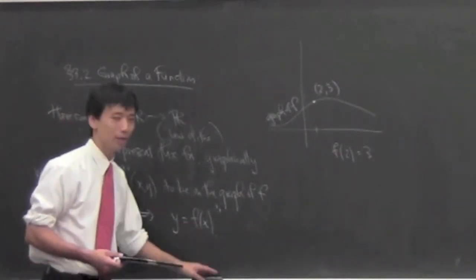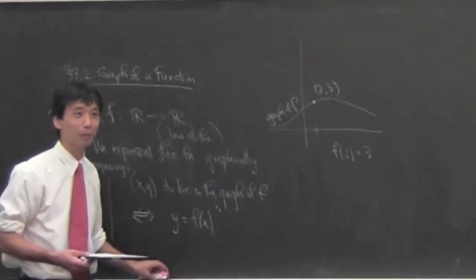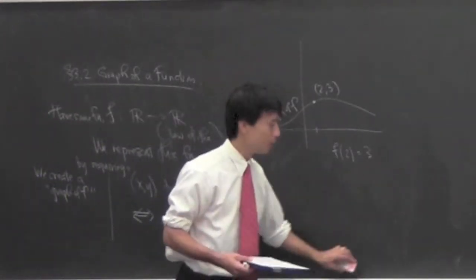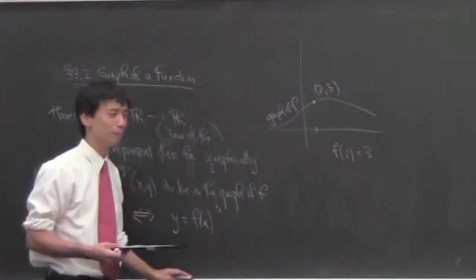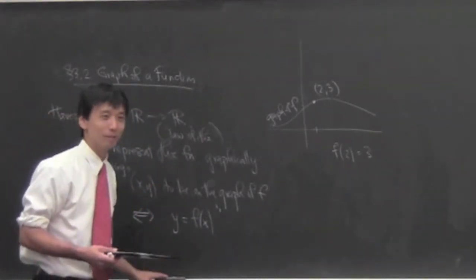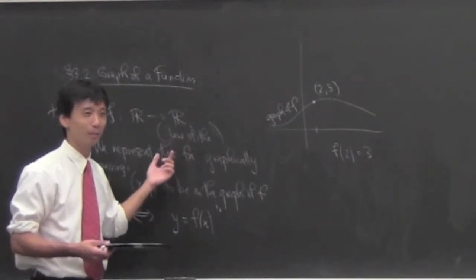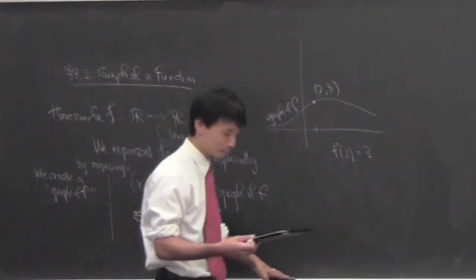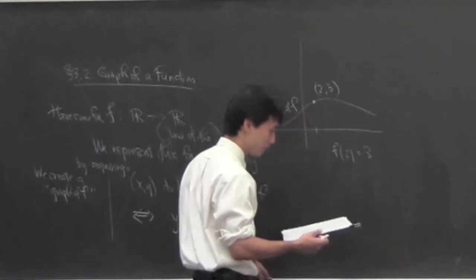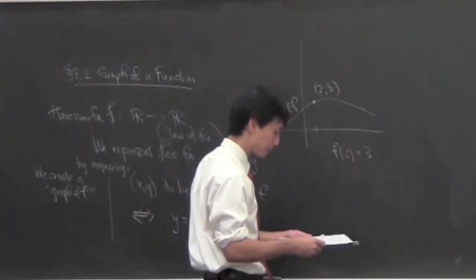And it's completely obvious, but for some reason doesn't seem to be completely obvious. Even people in calc 1, 2, 3, something is funny. There's some sort of disconnect between the meaning of the function and the meaning of the graph. Strange.